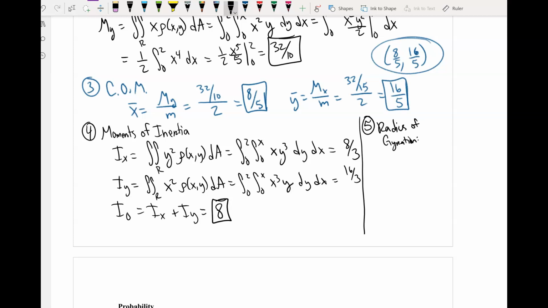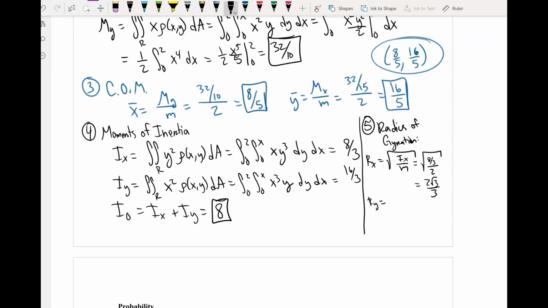And then finally, we're going to have the radius of gyration. For that one, we're just going to go ahead and write down the formula. So r sub x is going to be the square root of I sub x over m. So that's going to be the square root of, what was the inertia, 8 over 3 divided by 2. That's going to give me 2 root 3 over 3.